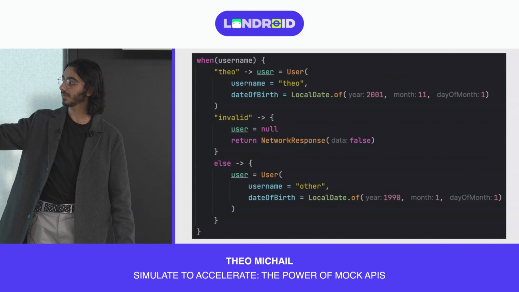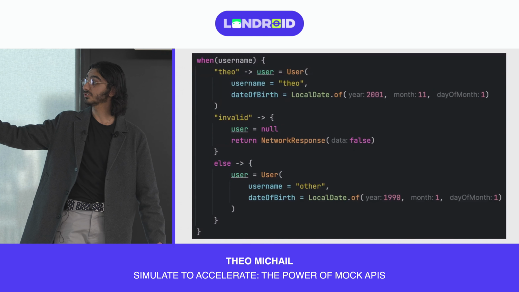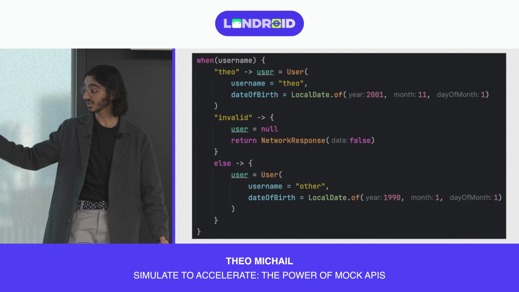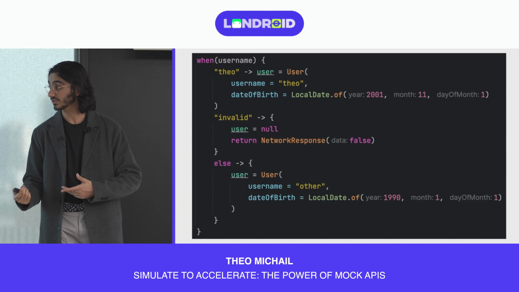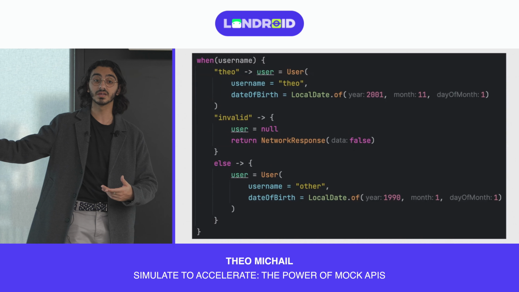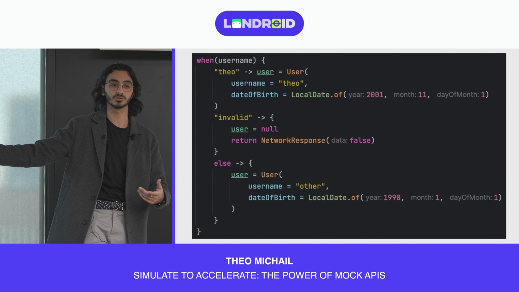So this will just match off of our username. If the username is Theo, you'll get the user that gets our new UI. If you want to check your states of login for when incorrect credentials are passed, you can pass in the invalid username. And then everything else, just as a catch-all, takes you to your normal screen.